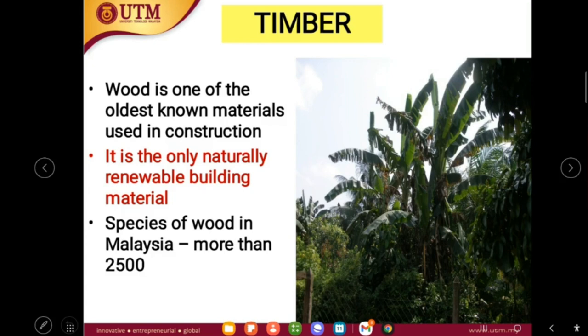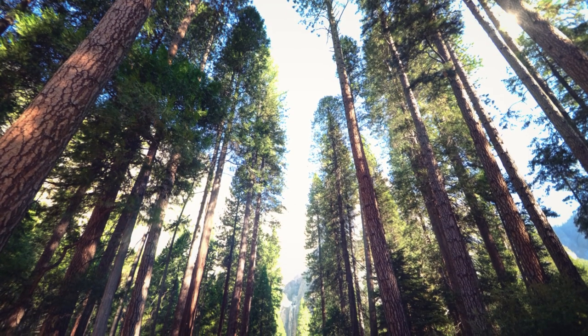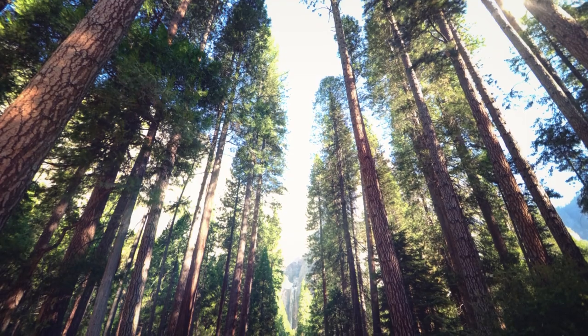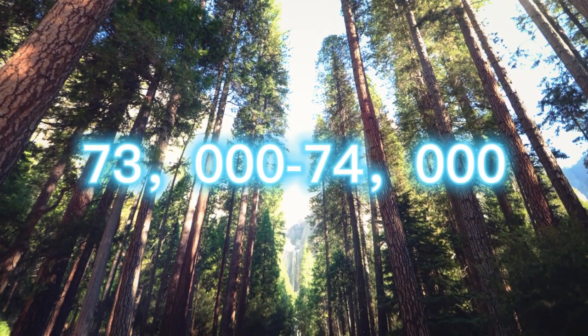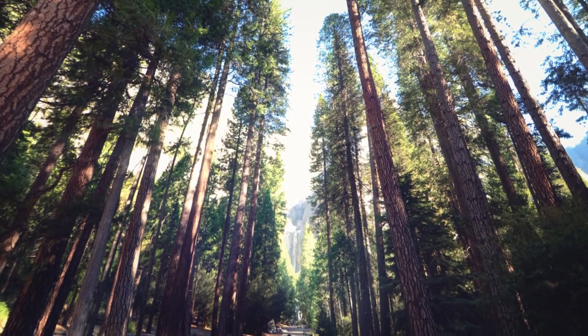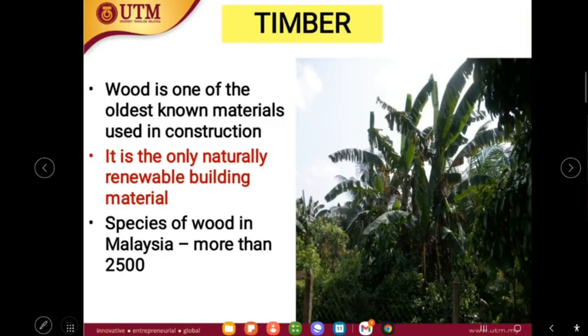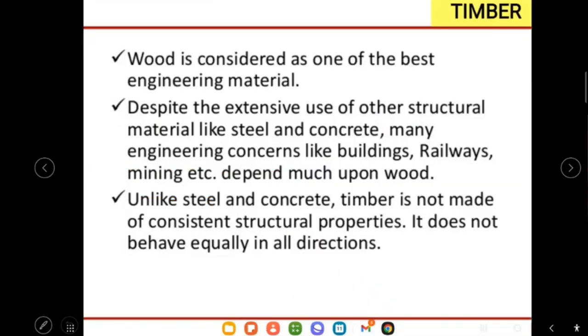The species of wood in Malaysia are quite many, more than 2,500. In the world, I think the total number of species is around 73,000 to 74,000. But in Malaysia alone, in the tropical region, it is about 2,500, which is quite a lot. And wood is considered one of the best engineering materials.